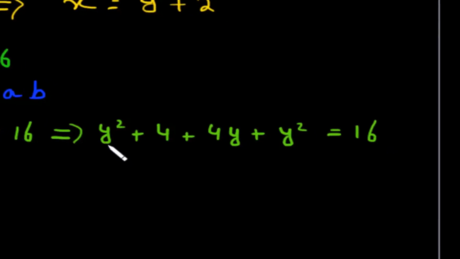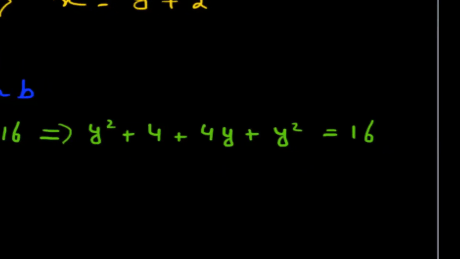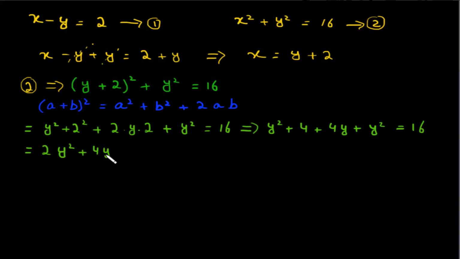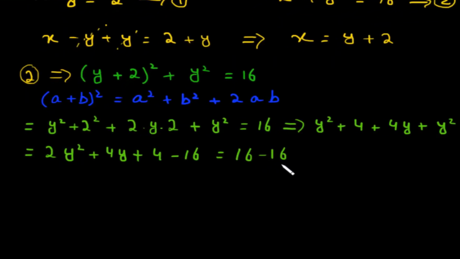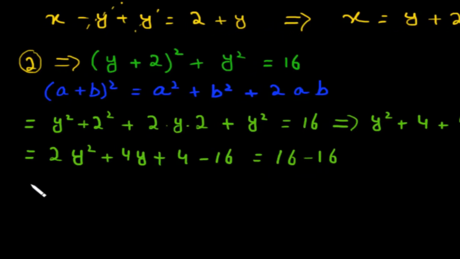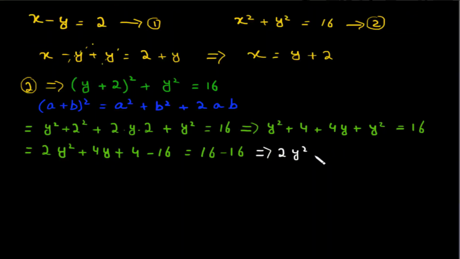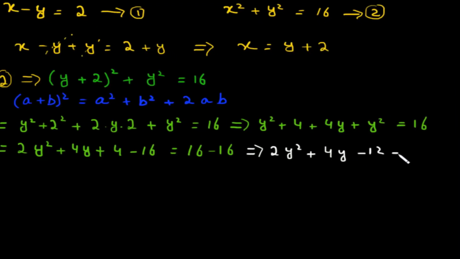Now adding this y squared and this y squared, I will get 2y squared plus 4y plus 4. And now taking this 16 to the other side of equality, its sign will be reversed. Or I can also say just subtracting 16 from both sides. So it will give me 0, and here I would come up with 2y squared plus 4y minus 12 is equal to 0.